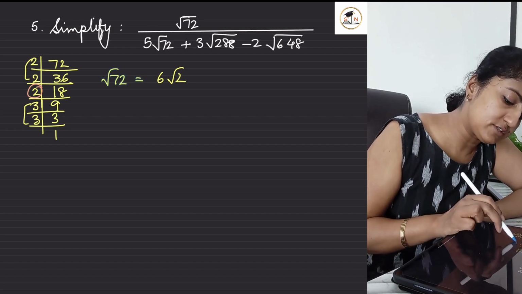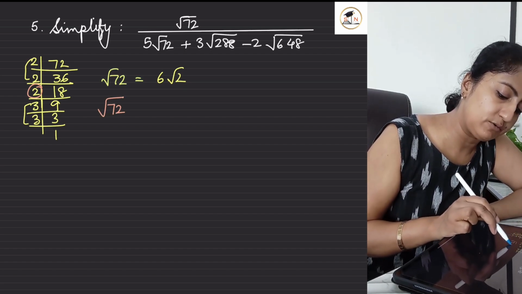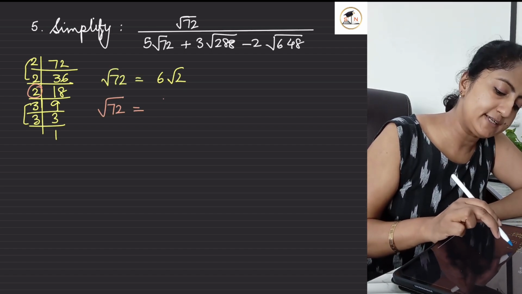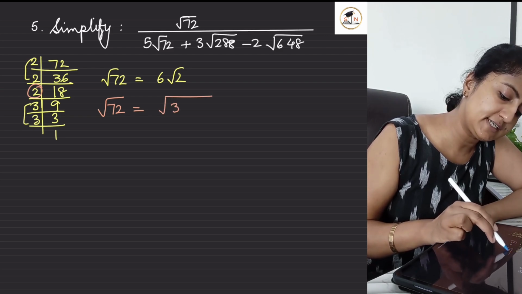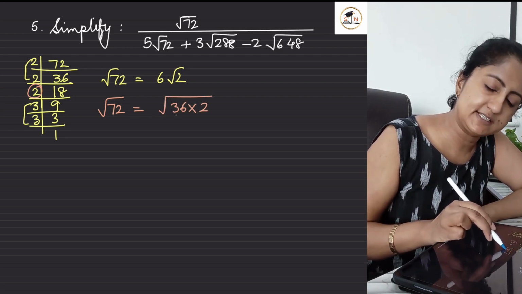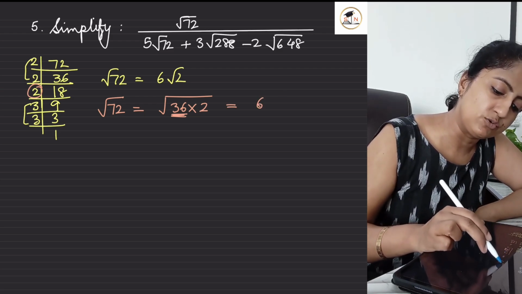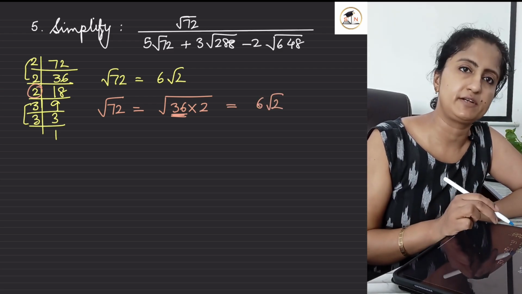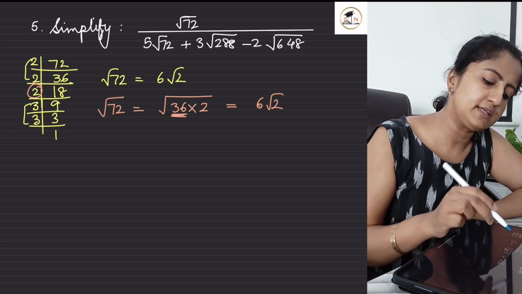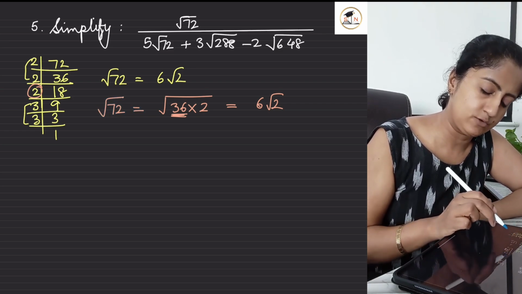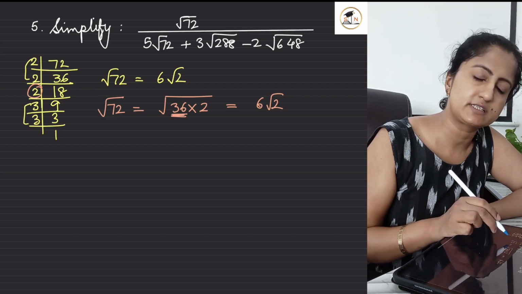Or there is another way to simplify 72 if you can do the calculations orally. You can write 72 as 36 into 2. Now, 36 is a perfect square. So this can be converted as 6 root 2 without a hassle of prime factorization. I will explain the next number in a simpler and quicker manner, like we have done 36 times 2.